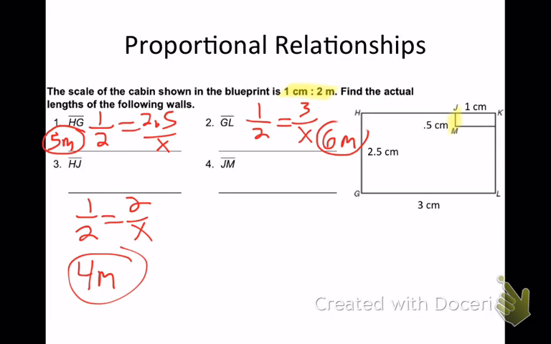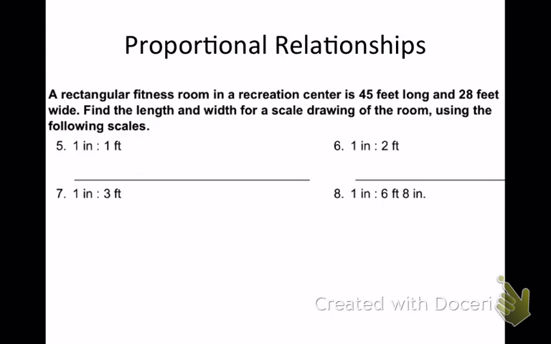Well, JM's right here. Set my proportion up there, Blake. And when you do that, what do you get? 1 meter. Nice job. Alright. Same idea. Take a couple seconds. Try these 4 on your own.